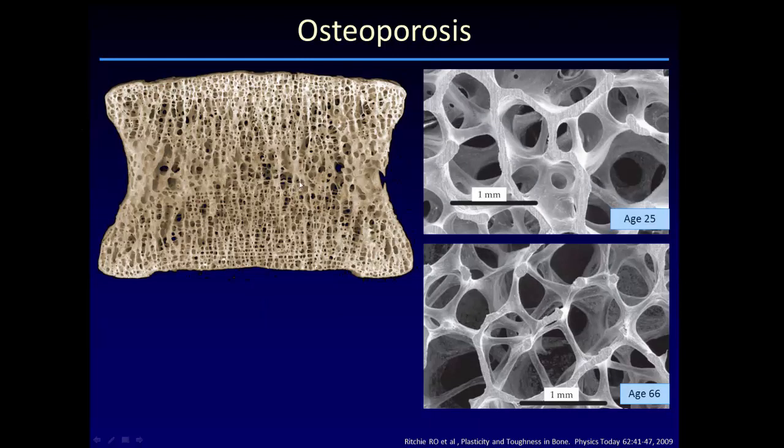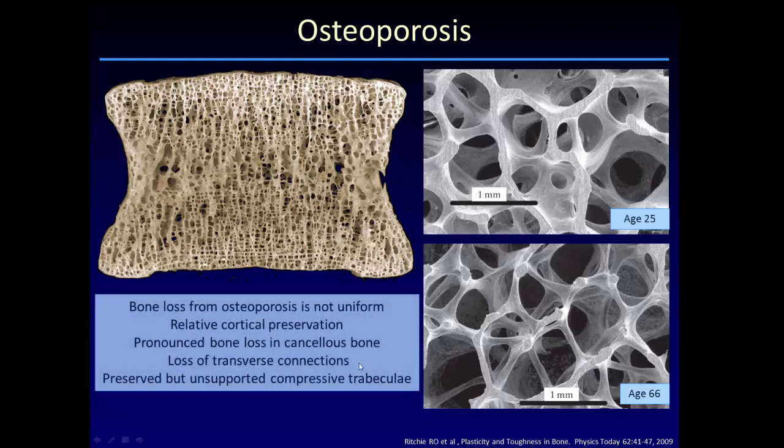Let's turn now to osteoporosis. Osteoporosis is, first of all, a non-uniform diagnosis. It results in bone loss, but that bone loss is preferentially in cancellous bone rather than in cortical bone.